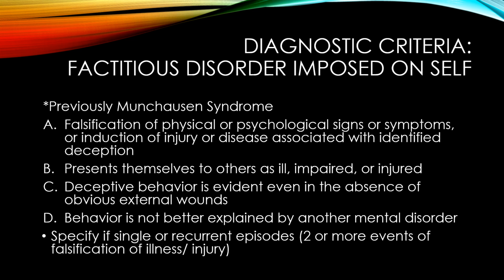But using Munchausen kind of gives more of a derogatory association, so we stemmed away from that and moved towards fictitious disorder. Okay, so let's look at these diagnostic criteria. The primary one is going to be falsification of physical or psychological signs or symptoms, or inducing of an injury or symptoms or a disease process that is associated with the identified deception. They will present themselves to others as ill, impaired, or injured. So they're kind of living their deception.